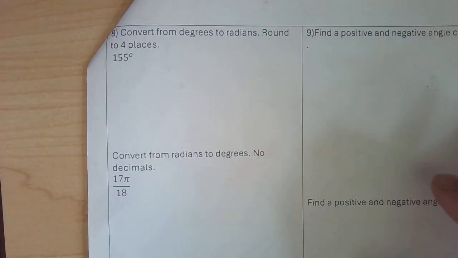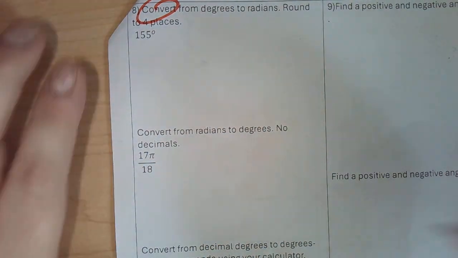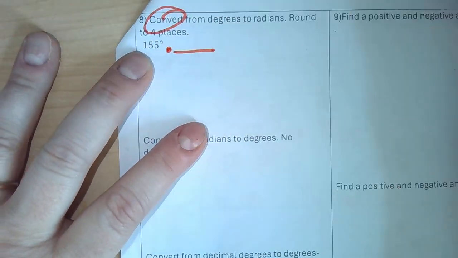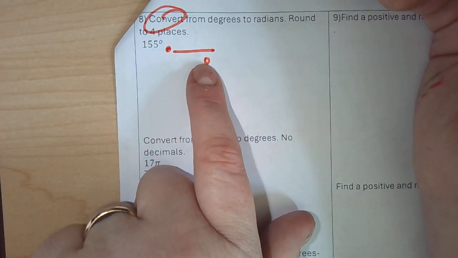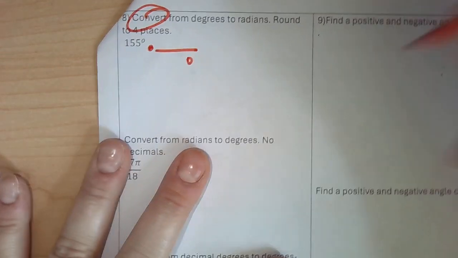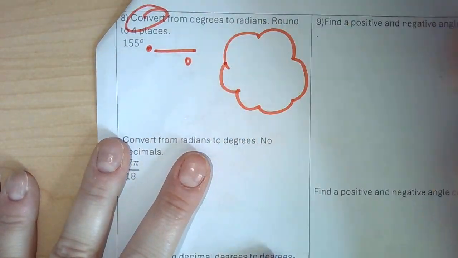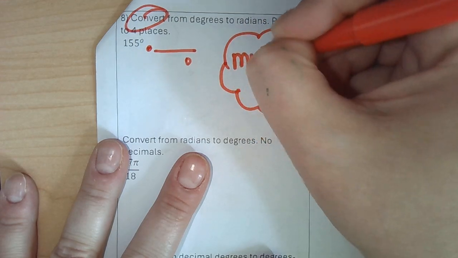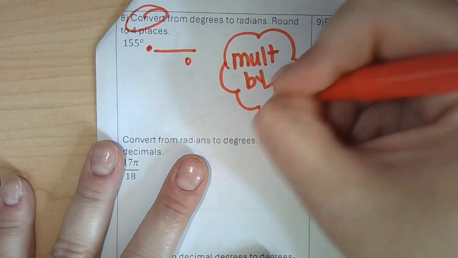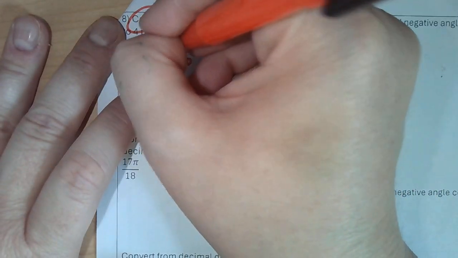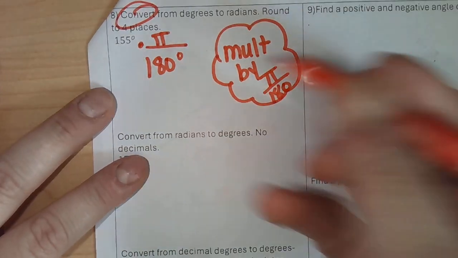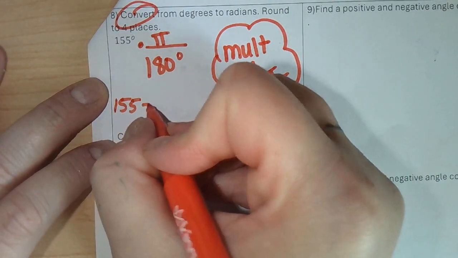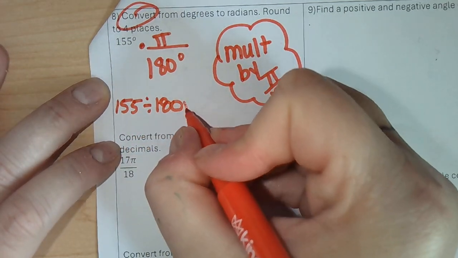It says convert from degrees to radians. Every time you see the word convert, you need to think about, what am I trying to make go away? This degree symbol. So that means you need to put the degree symbol in the bottom. Okay, and when we convert from degrees to radians, you multiply by pi over 180. You might want to write that on your cheat sheet. Then you do 155 divided by 180, math, enter, enter.